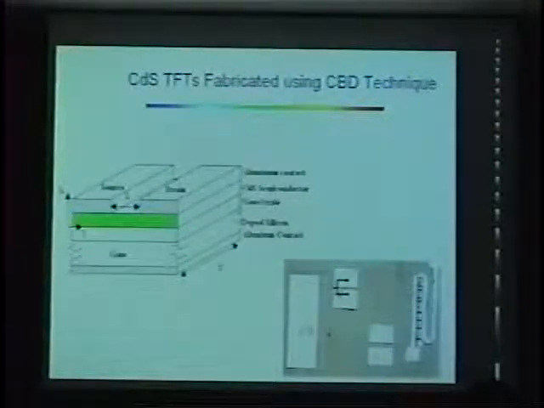So we just use a simple test structure. We put on cadmium sulfide. We're using highly doped silicon as a gate, an inverted gate structure essentially. Then you put on source and drain, as you can see in this optical image. These are 20 micron transistors and 40 micron transistors.